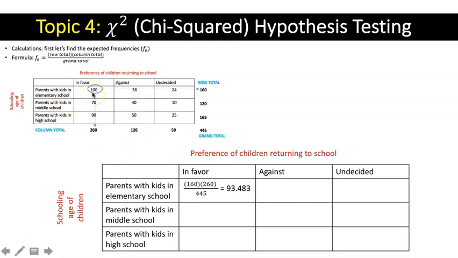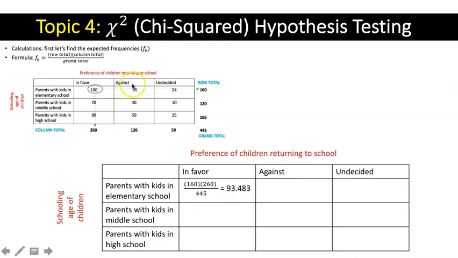To figure out the expected frequency, I'm going to multiply, according to the formula, the row total times column total divided by grand total. So for this cell, my row total is 160, my column total is 260, and of course the grand total is 445. So here I'm going to show my work. It's 160 times 260 divided by 445, so it's 93.483.